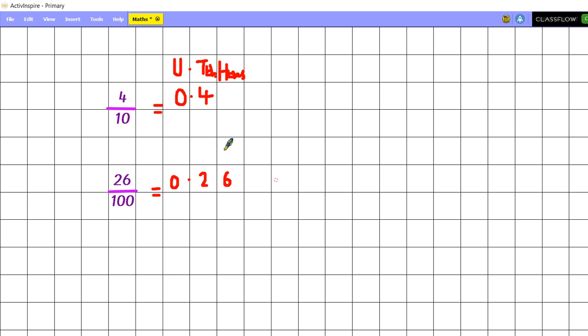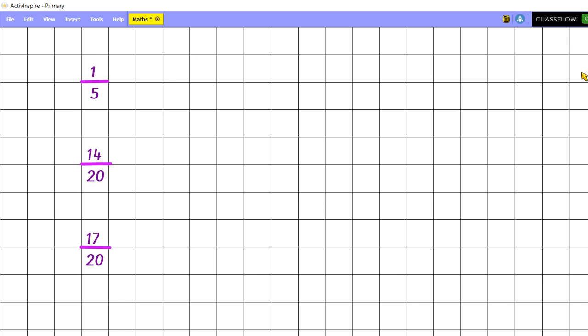Okay, 0.26. Now, what happens though if my denominator isn't 10 or 100 or 1000? Well, let's have a look here. So this one is 1/5. So the thing that I need to do is make sure, first of all, I convert it to have a denominator that is either 10, 100 or 1000.